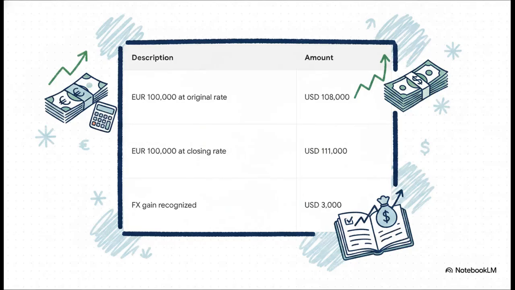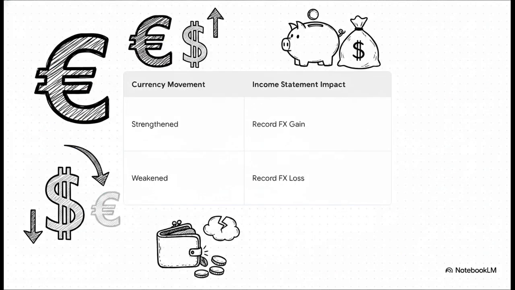This slide brilliantly illustrates the math in action. Let's say you hold 100,000 euros. Your original booking rate was 1.08 US dollars per euro, meaning you had $108,000 sitting on the books. But by the balance sheet date, the closing rate shifted up to 1.11. Suddenly, those exact same 100,000 euros are equivalent to 111,000 US dollars. So without us moving a single cent of that cash, we just generated a recognized $3,000 gain on the income statement. Pretty cool, right?